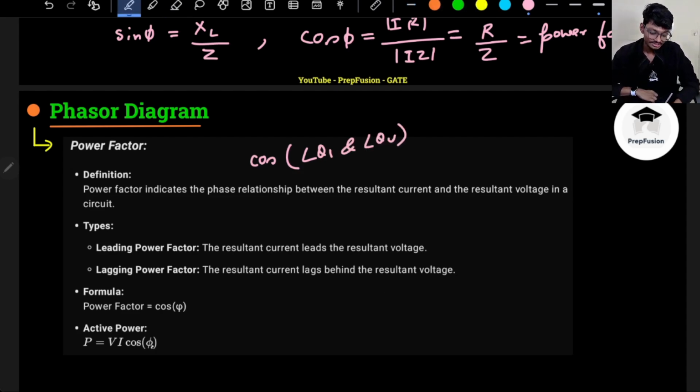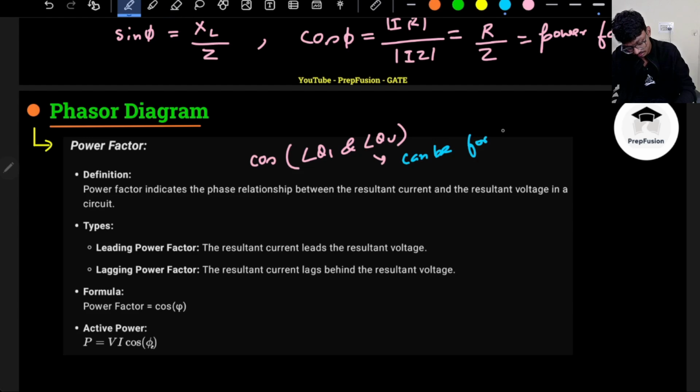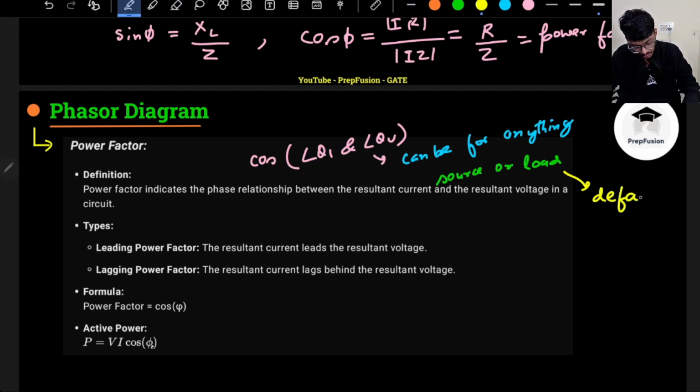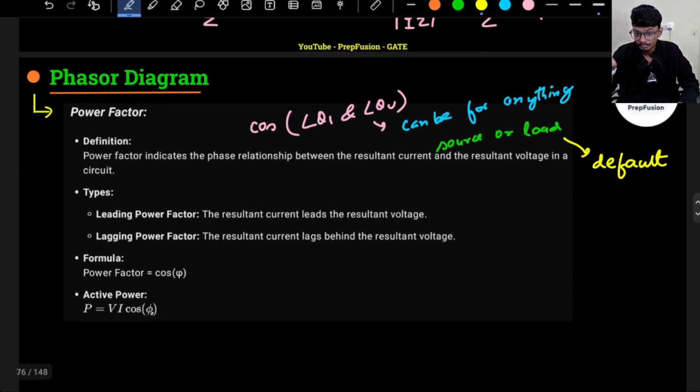Okay, now this can be for anything, not only for load. It can be for source or load. But generally by default, if nothing is mentioned, we will choose the default as load. We will assume that if they are asking power factor, they are asking about the load. Now power factor can be of two types. One is leading power factor, the other is lagging power factor.